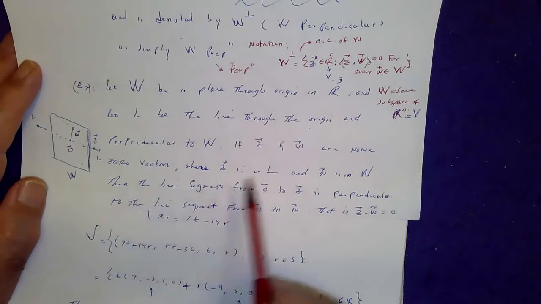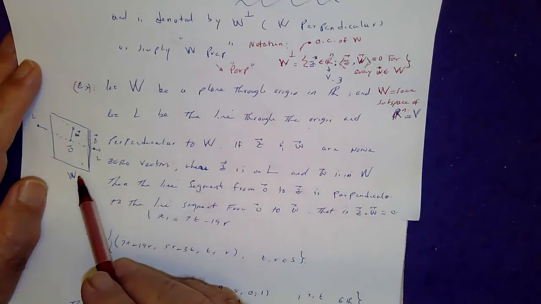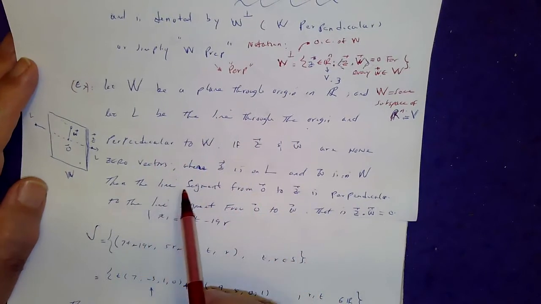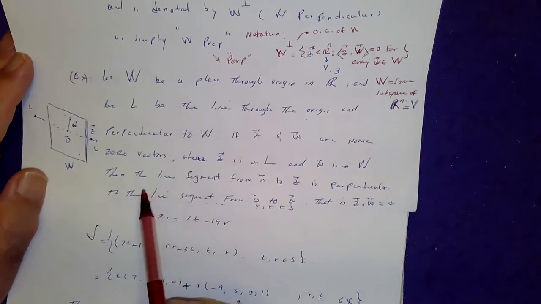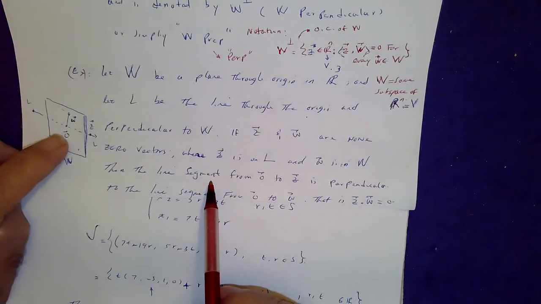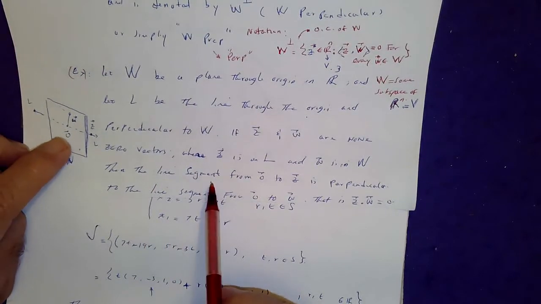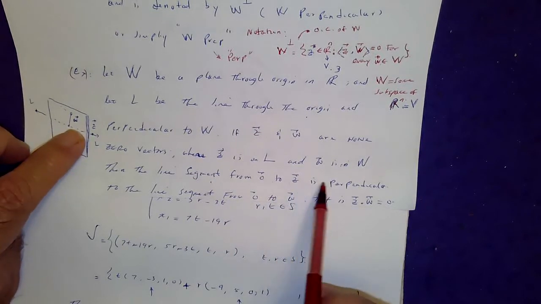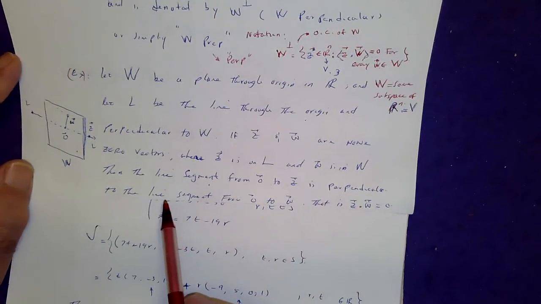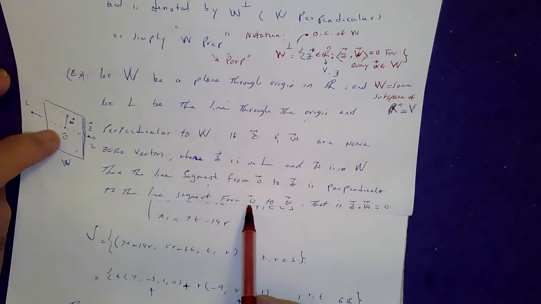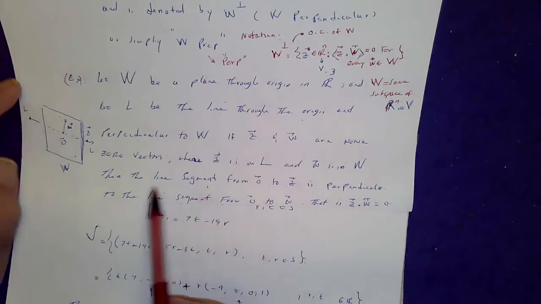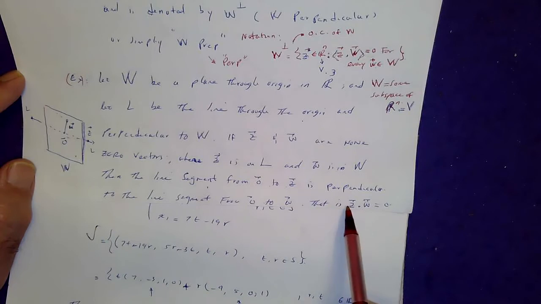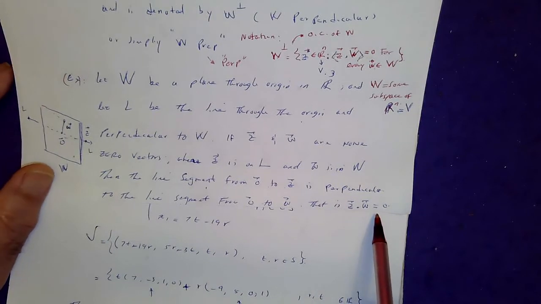W is in that W plane, which goes through the origin as well. So the line segment from 0 to Z, right here, is perpendicular to the line segment from 0 to W. So this line segment is perpendicular to that line segment. Their dot product is 0.